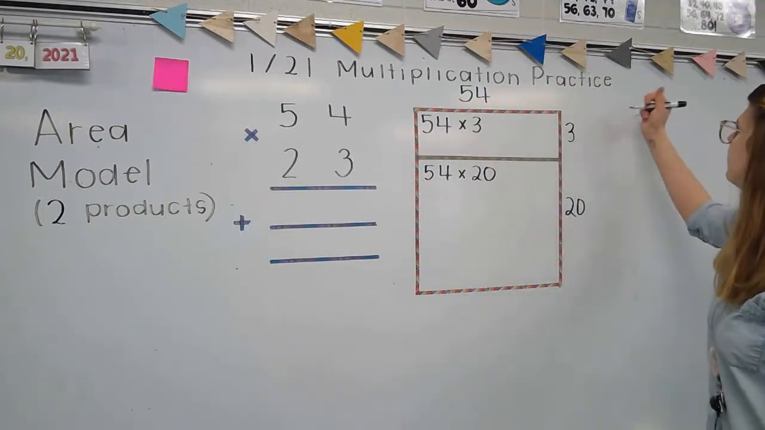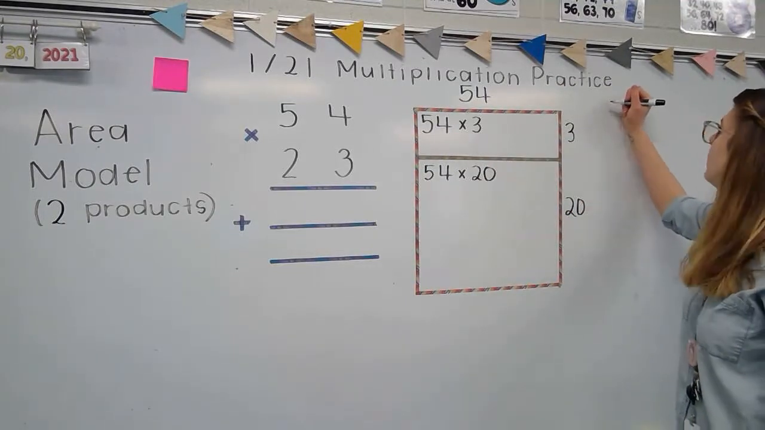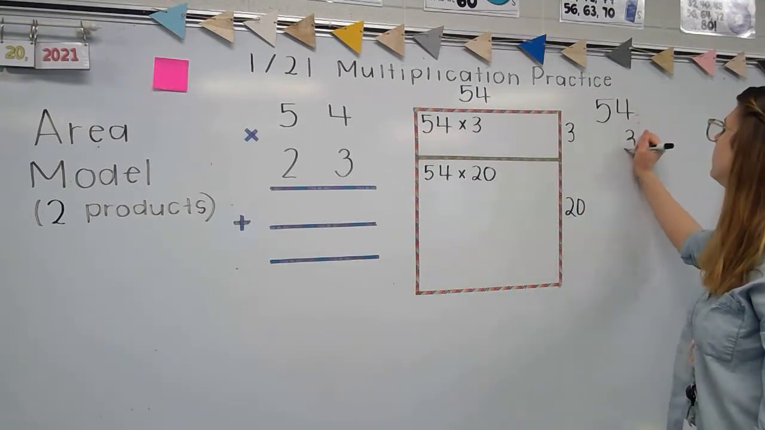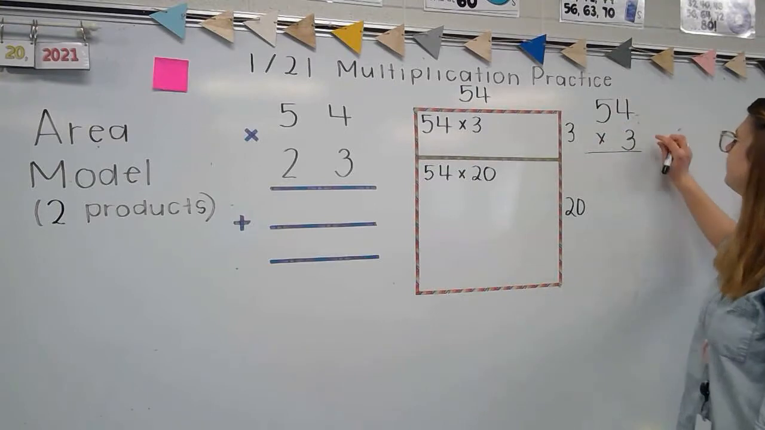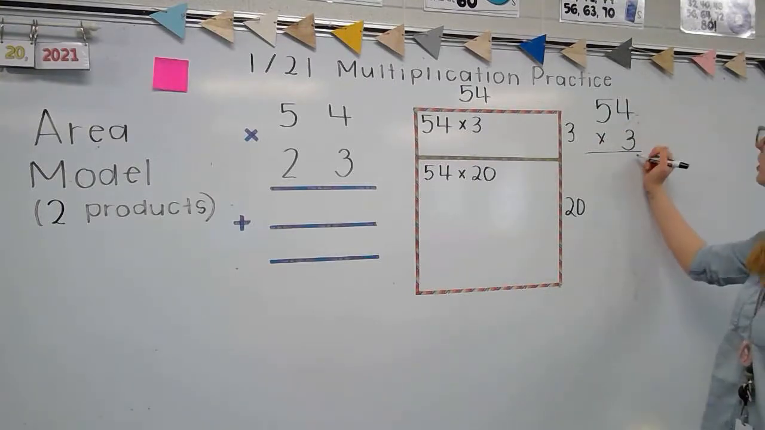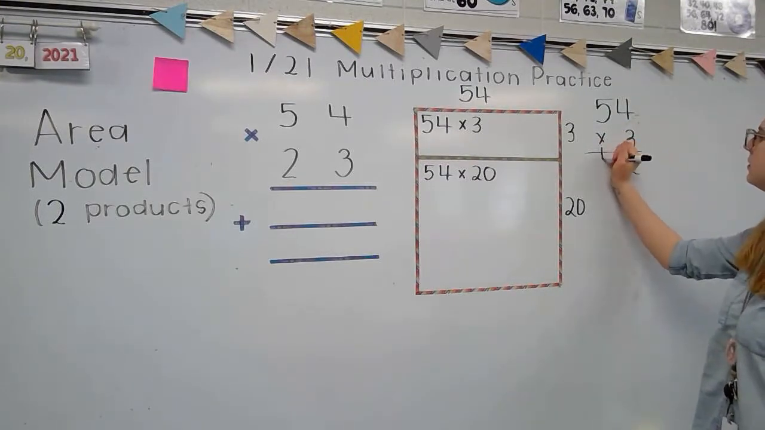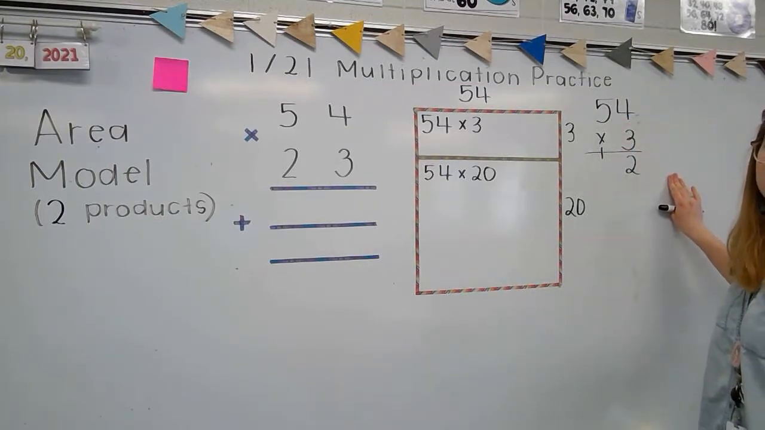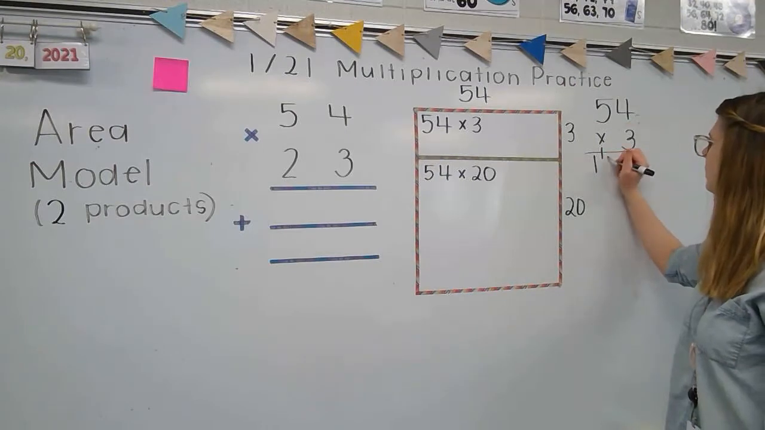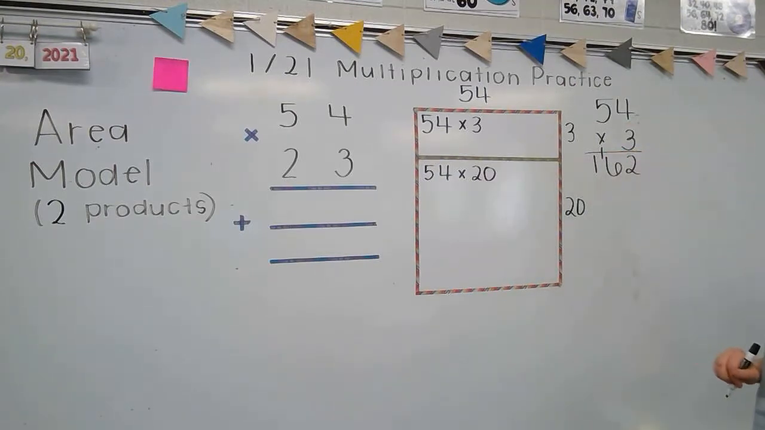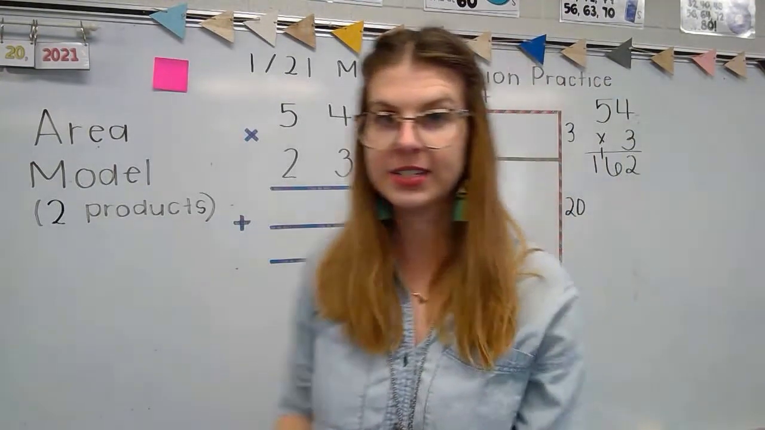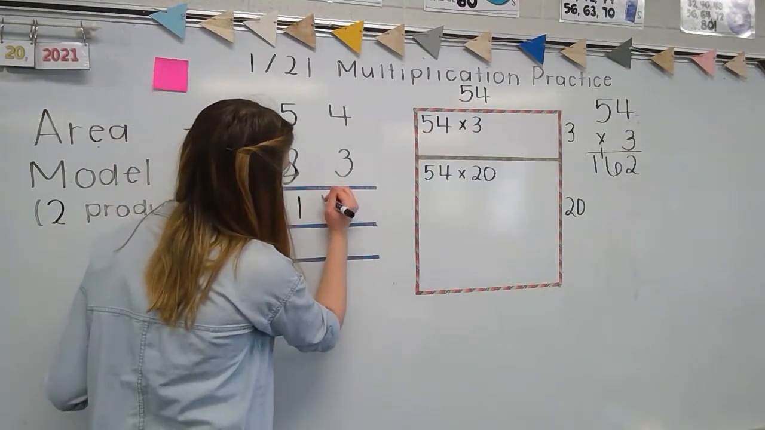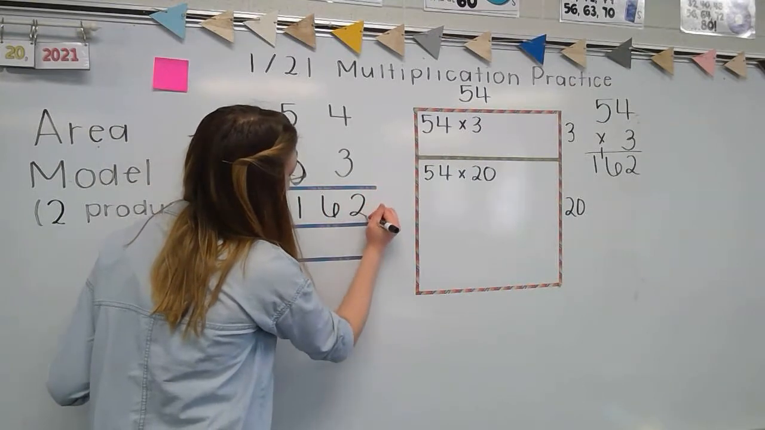54 times 3 I can solve by using my standard algorithm skills that I've practiced all quarter long. 3 times 4 is 12. 3 times 5 is 15. Plus 1 more is 16. So I know that my first partial product that I'm going to be putting into my number sentence is 162.